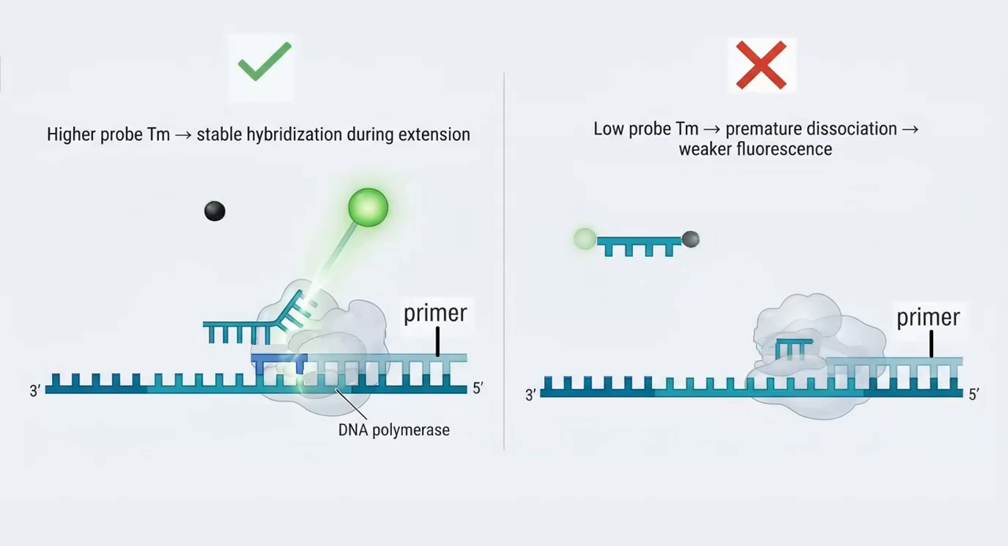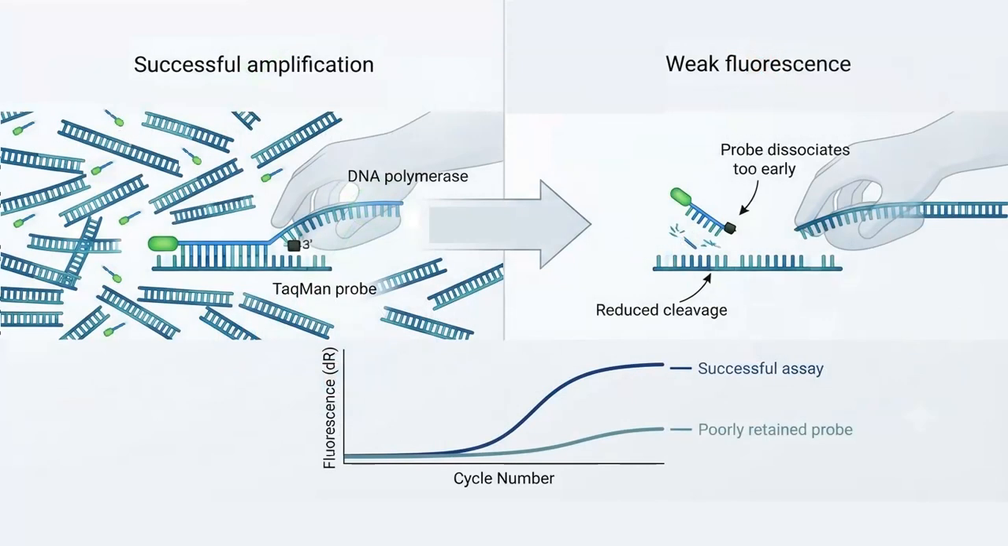The probe's job is just beginning. It must stay bound long enough to be recognized and cleaved by the polymerase. If the probe dissociates too early, polymerase simply passes through the target region without cleaving it, resulting in much weaker fluorescence. That's one of the most frustrating problems in TaqMan assay design. The amplification may be perfectly successful, yet the fluorescence signal is unexpectedly low. Maintaining a higher probe melting temperature greatly reduces that risk.